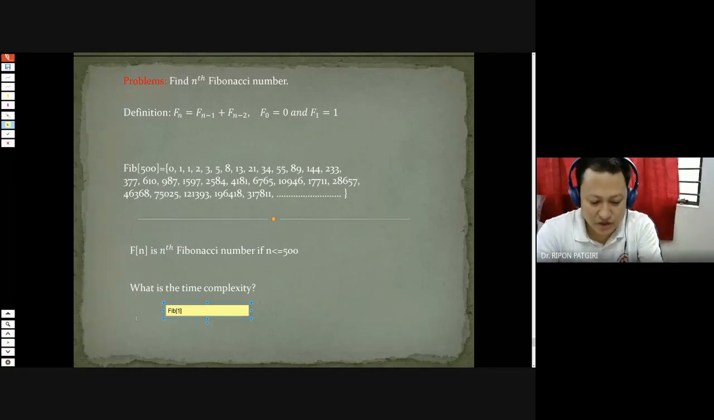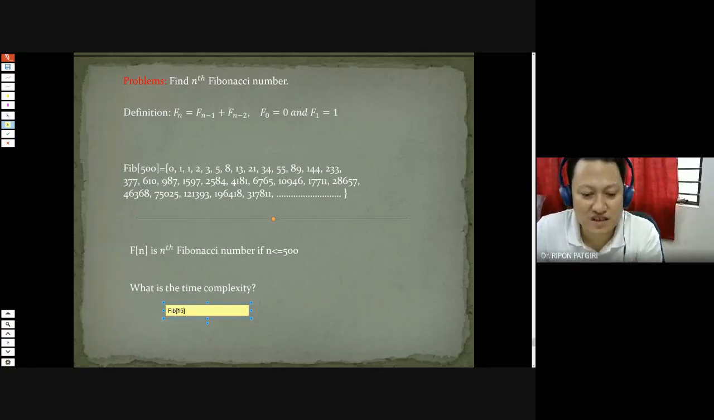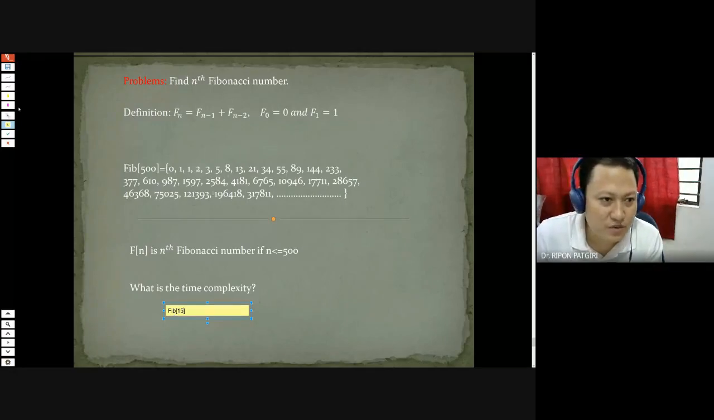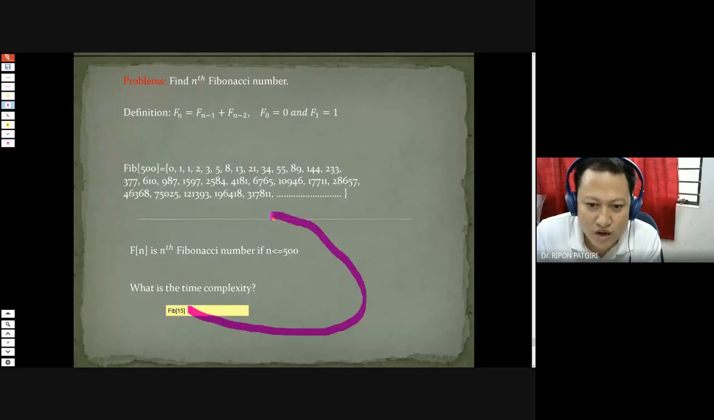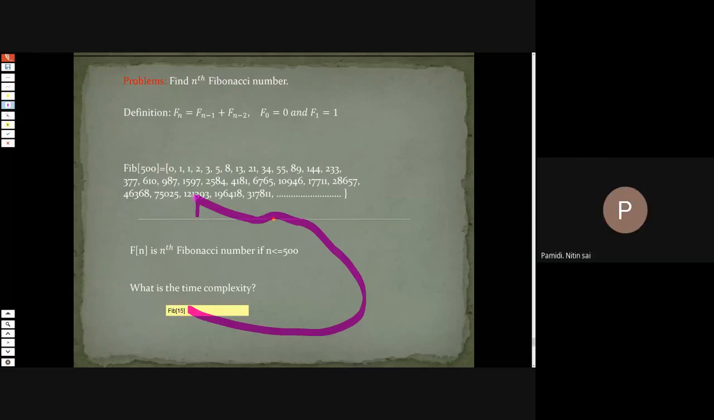Okay. Say for example, the 15th Fibonacci number. Fib of 15 is the 15th Fibonacci number, and it will take just big O of one time complexity. Within one access, it will be only one calculation, one simple mathematical calculation, as we have seen earlier, how to convert that index into that array.